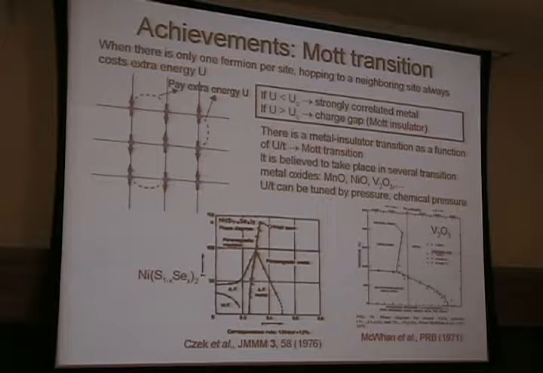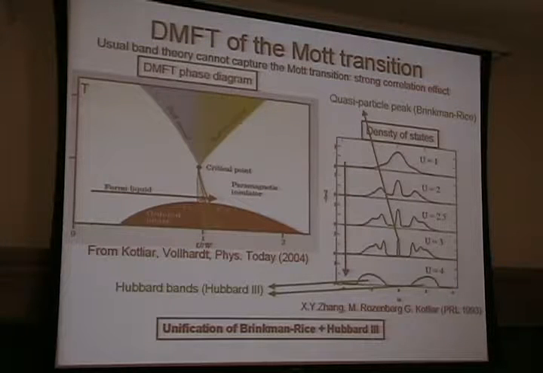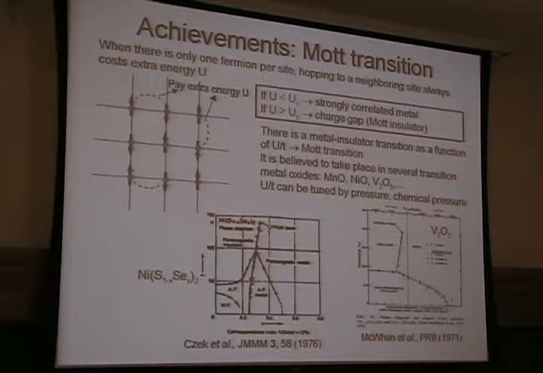Okay, and the idea is that in real systems you can tune this ratio that controls the transition by pressure or chemical pressure and so on, as we also heard about in the last talk. So people apply this procedure that I just described to the problem of the Hubbard model at half filling, and the picture that emerged is such that first of all there's this phase diagram here, which is very similar to the phase diagram that you see in real systems.